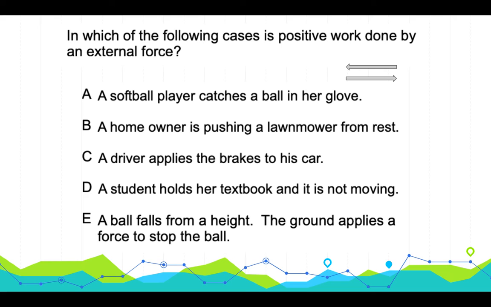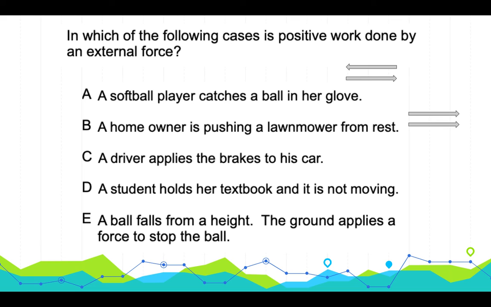What about a homeowner pushing a lawnmower from rest? So you push a lawnmower. The force would be forward, in the positive direction or to the right. The displacement would be in the same direction. Okay, so positive work is done. The force applied and the displacement are in the same direction. Work done is positive. All right, so we know that B is the answer, but let's continue here. Practice analyzing direction of force and direction of displacement.